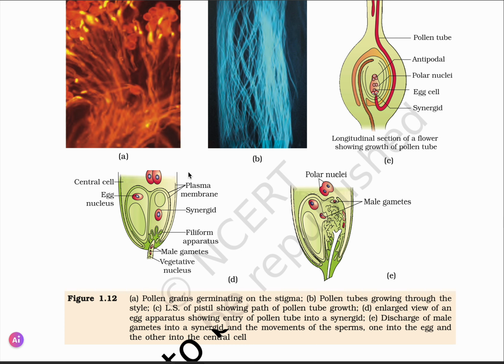Here is the enlarged view of the egg apparatus, which contains the egg cell and the two synergids, showing the entry of the pollen tube into the synergid. Then E1 is the discharge of the male gametes, this is male gamete 1, this is male gamete 2, into the synergid, and the movement of sperms, one into the egg and the other into the central cell. So this one is going into the central cell, while this is the synergid, and this male gamete is going to the egg cell.